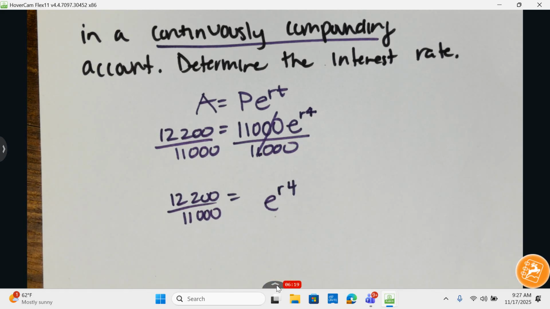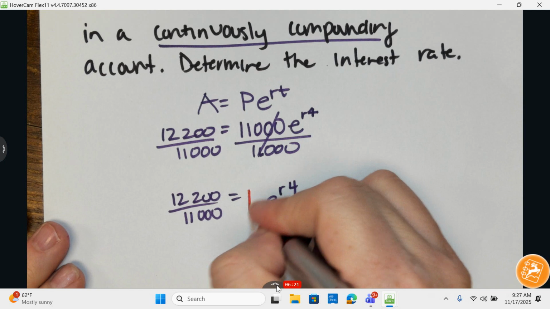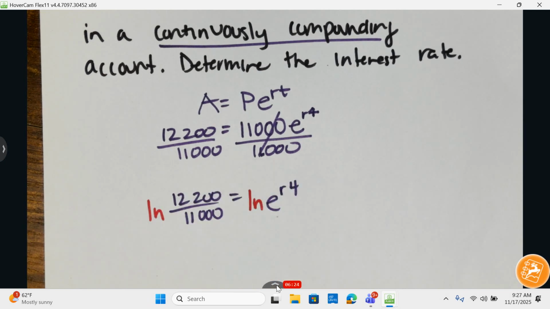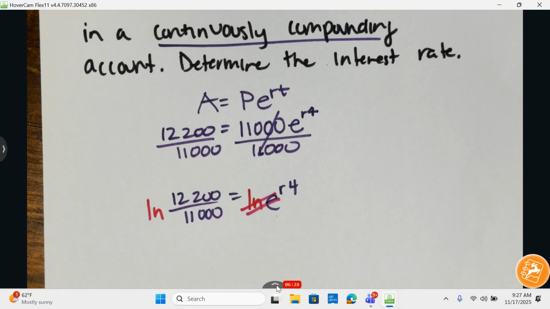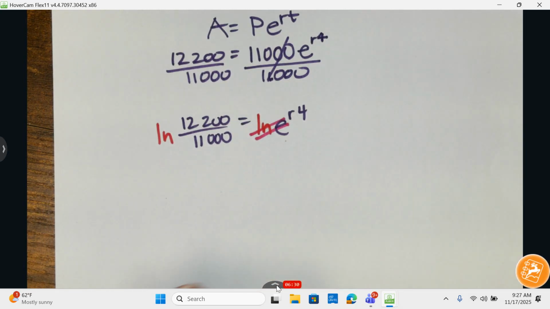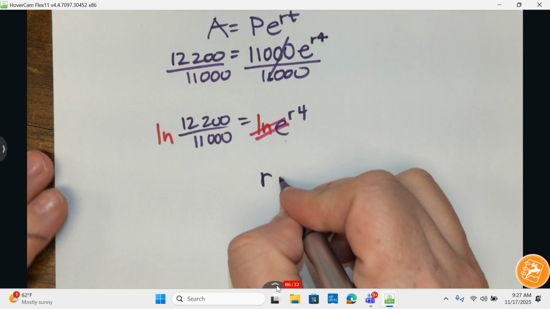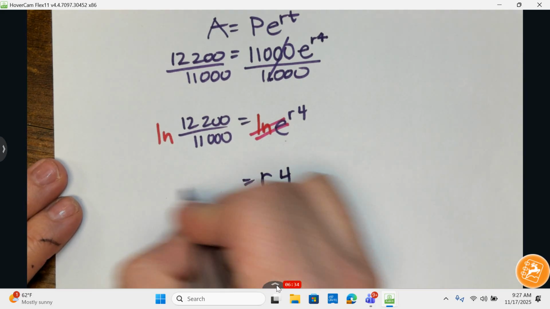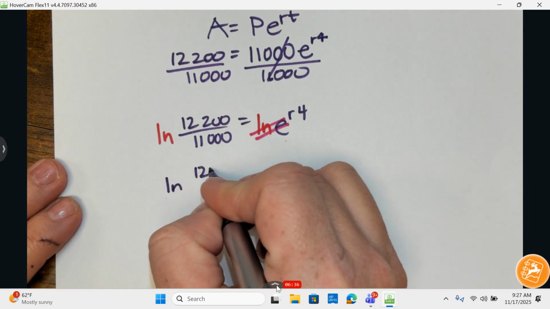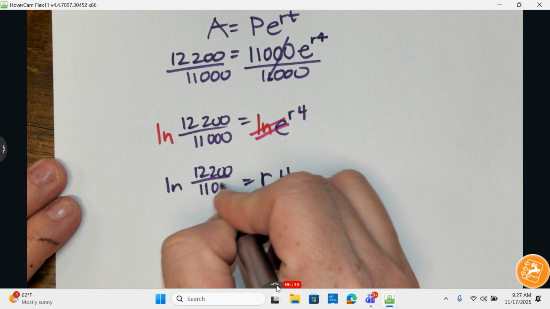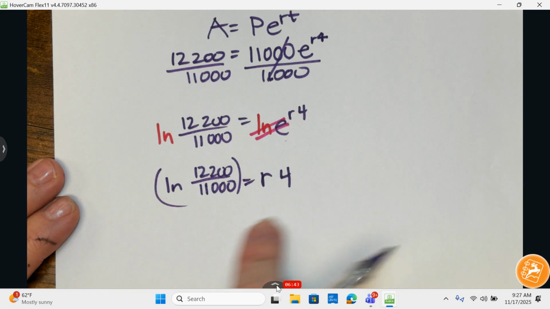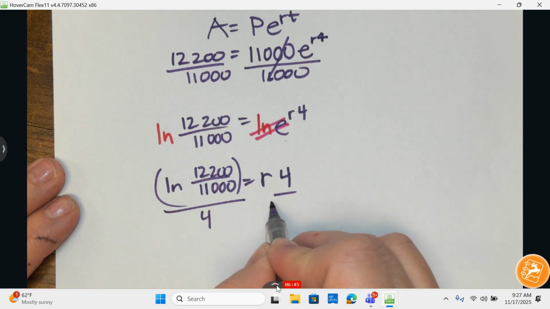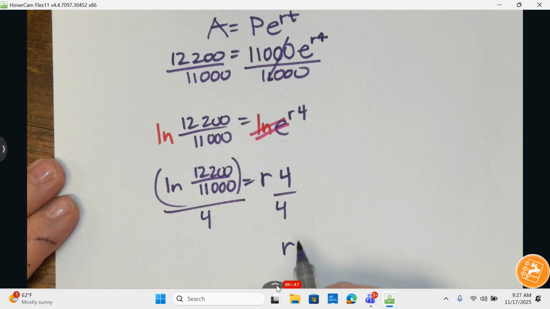And then to eliminate the e, I will take log base e, also known as the ln, to both the left and to the right. On the right-hand side, the ln and the e are going to be eliminated, and I'm left with r times 4 equals the ln of 12,200 divided by 11,000. Now, on the left-hand side, I'm going to divide by 4. By dividing by 4, I've now isolated the r.